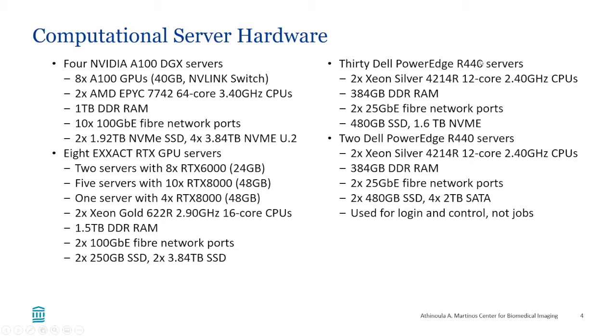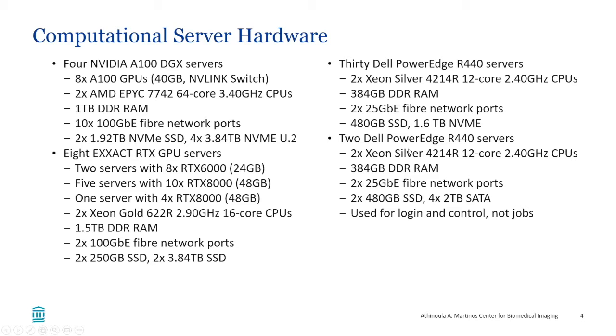Then we have the 30 Dell servers with no GPU, so this is all for just CPU only work. And they have 2 Xeon Silvers in them. They only have 384 gigabytes of RAM each. And they have 25 gig network to the switches.